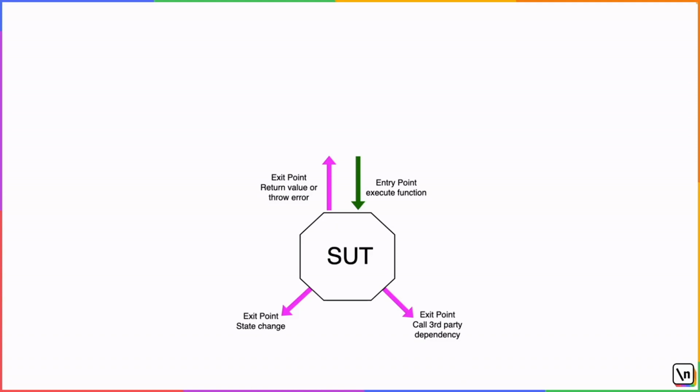To summarize, when unit testing, it's crucial to identify the entry and exit point of a unit of work. We test for the return type, state mutation if applicable, and also ensure that any interactions with third-party libraries are correctly tested. By thoroughly testing these aspects, we can have confidence that our units of work are functioning as expected.